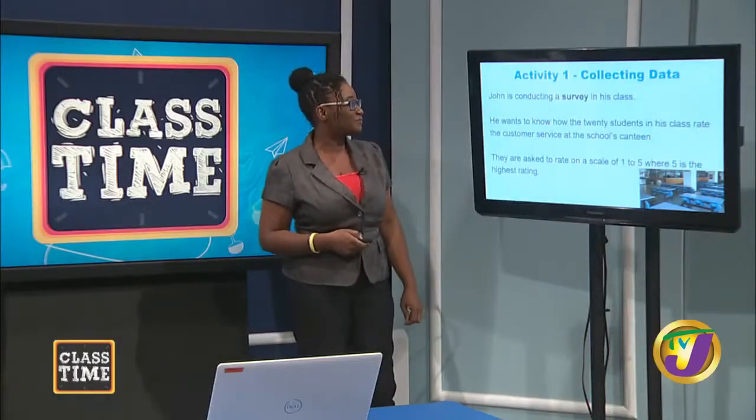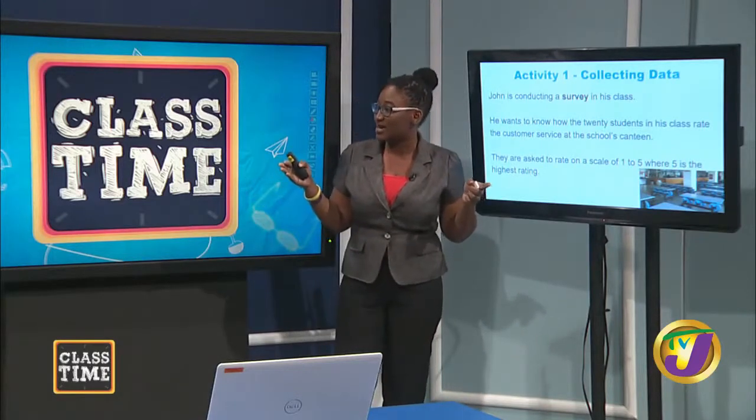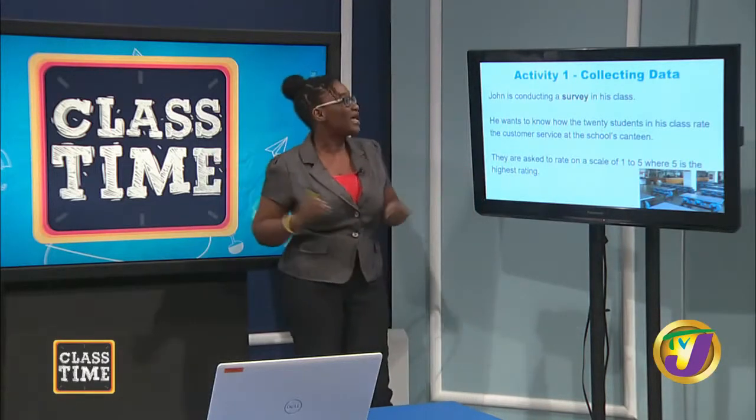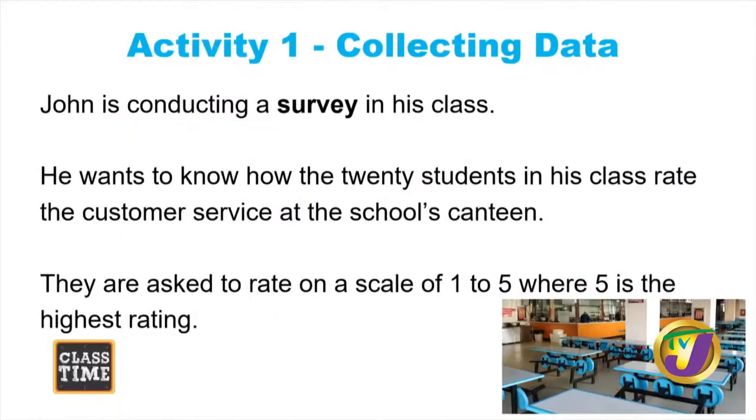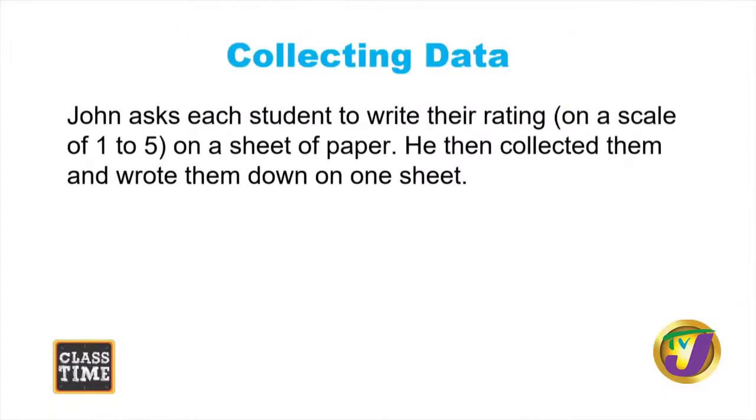Now let's move on. Now John is conducting a survey. He's a student council rep, yeah? Yeah. And he's conducting a survey in his class. He wants to know how the 20 students in his class rate the customer service at the school's canteen. Very important. And they are asked to rate on a scale of 1 to 5, where 5 is the highest rating. And you see, because you're such a good teacher, I can tell already that this is discrete because they're not going to give me any 1.5, 1.3. Not those ratings. It's either 1, 2, 3, 4, or 5.